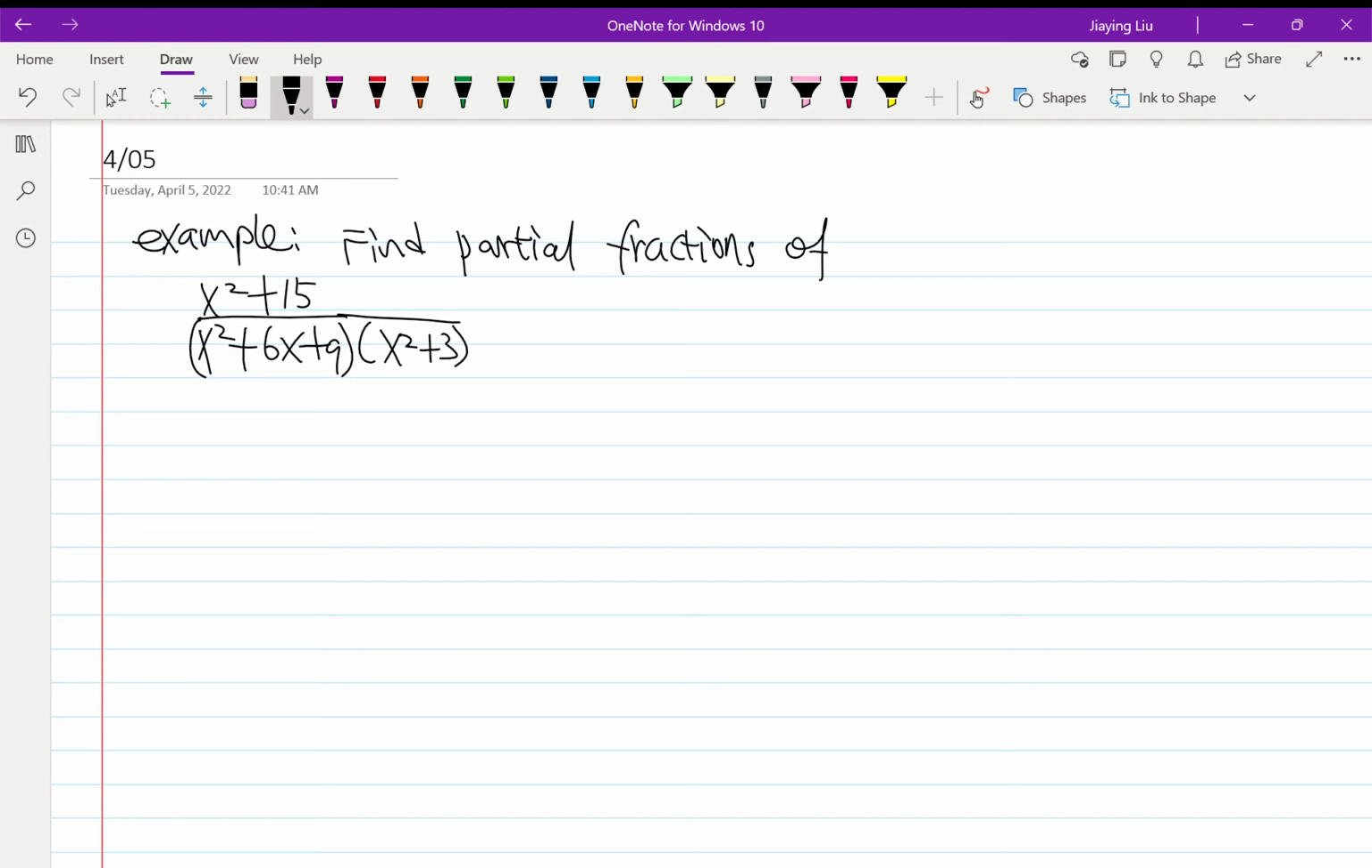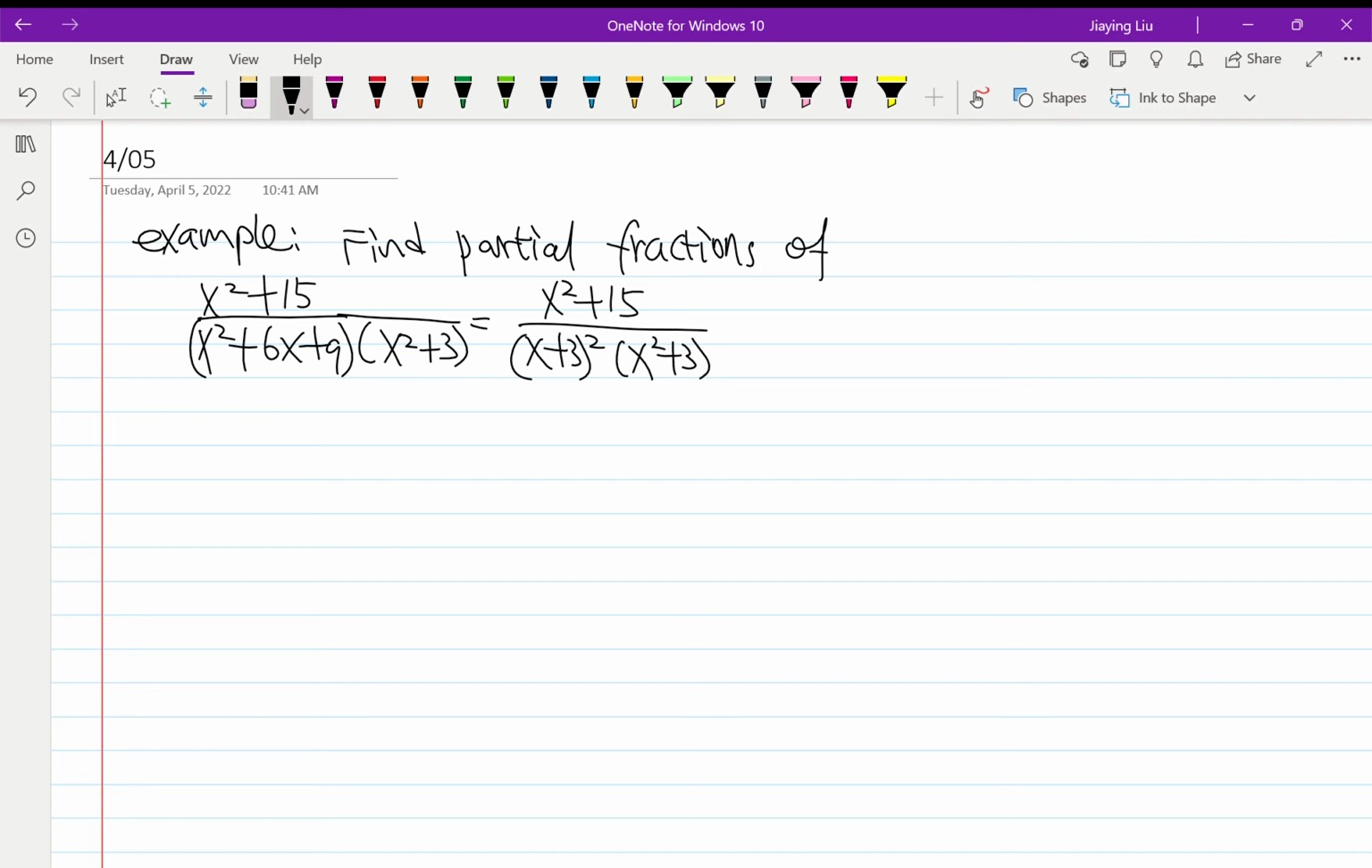So the first thing we have to do, before writing down the general form for the partial fractions, is factor the denominator as much as possible. The first factor in the denominator, x squared plus 6x plus 9, we can factor into x plus 3 squared. And the second one, there is nothing we can do, just leave it. The numerator stays.